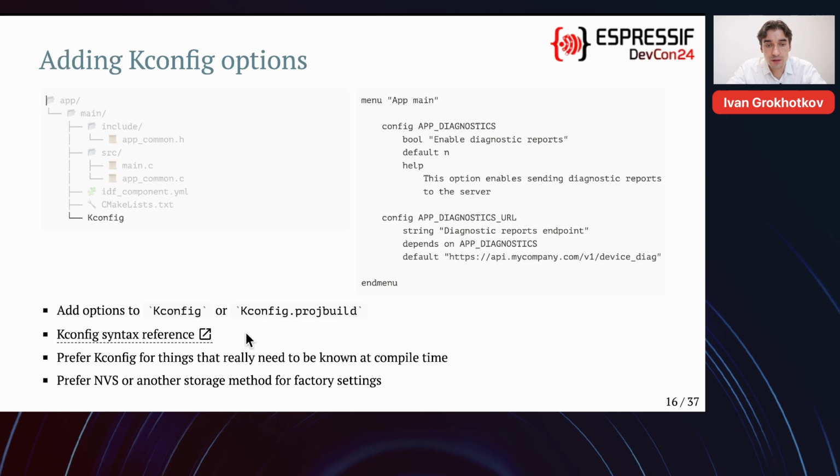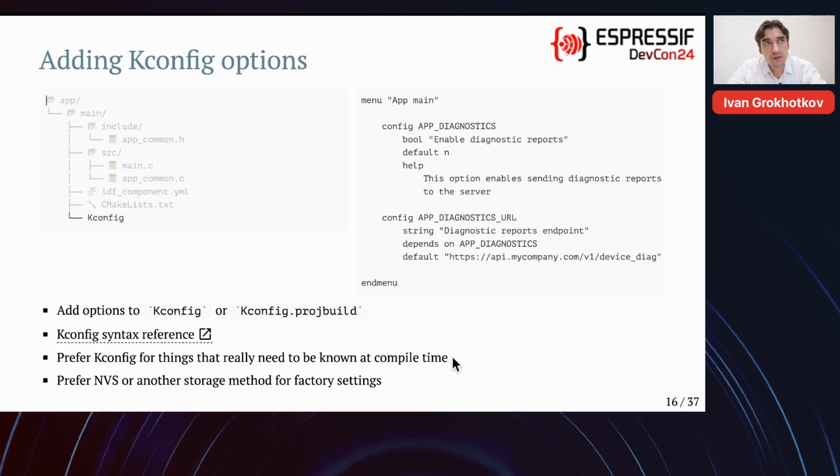Kconfig files have the same syntax as Kconfig in other systems like Linux or Zephyr. I left a link to Kconfig syntax reference here. And in Kconfig file you can define options of different types, for example Boolean options or string options.